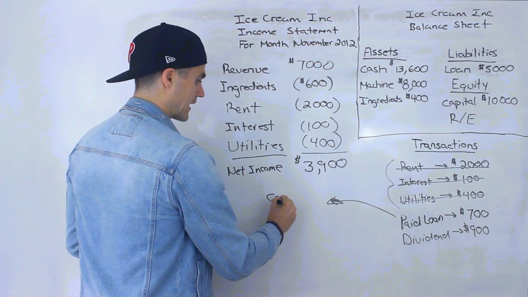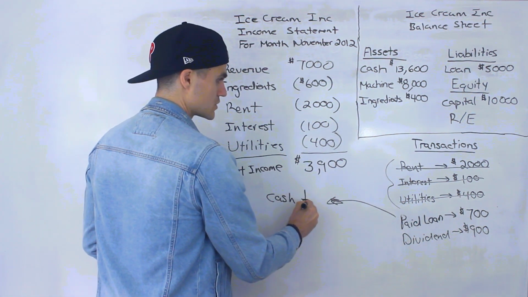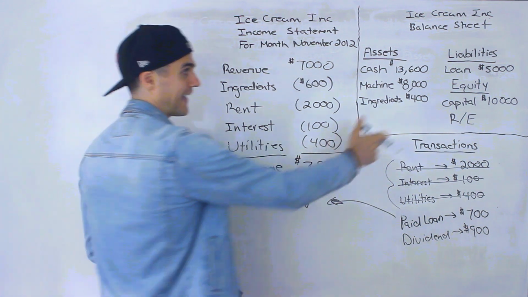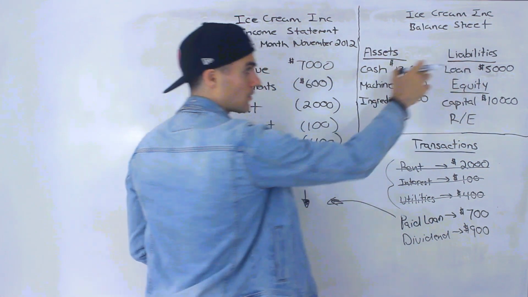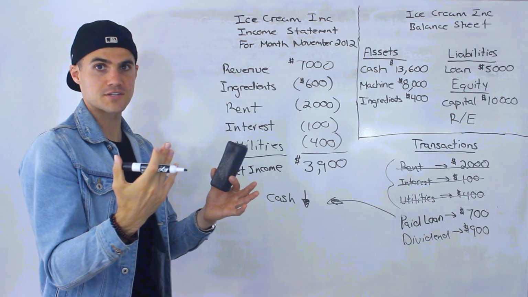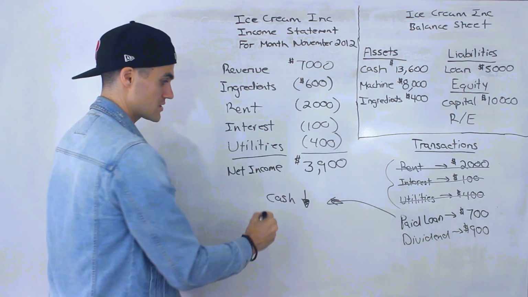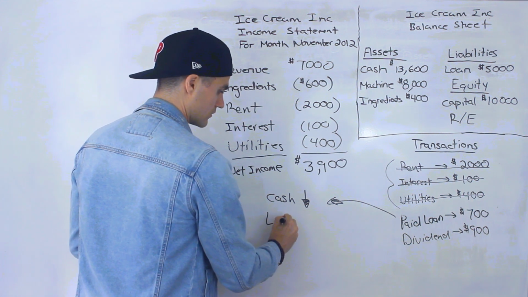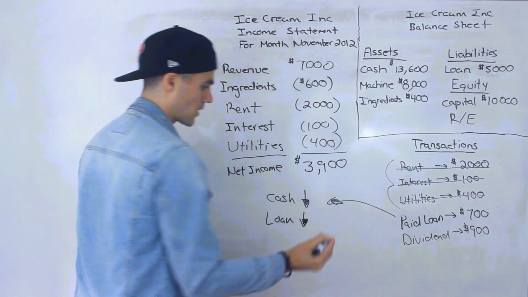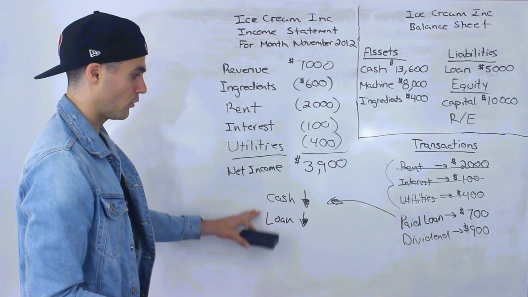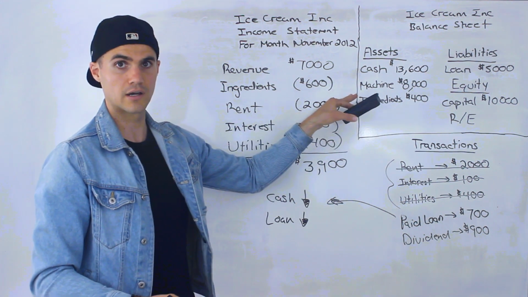Well, we know that our cash is definitely going to go down. We're taking $700 and we're paying off this loan. And so initially the loan has a principal of $5,000. That's what we owe. But now we're paying it down by $700. So the loan is going to go down as well. And notice that both of these are balance sheet accounts.